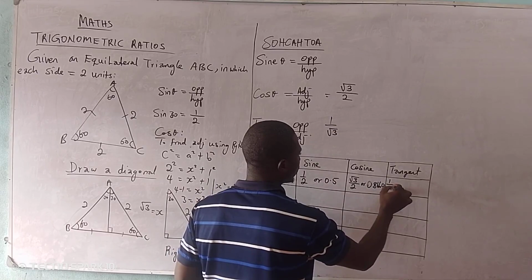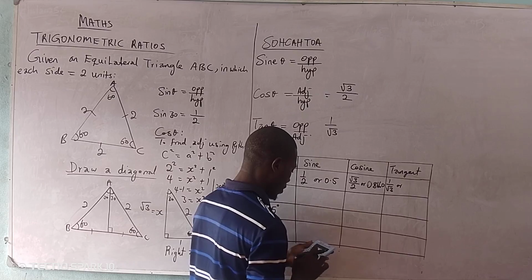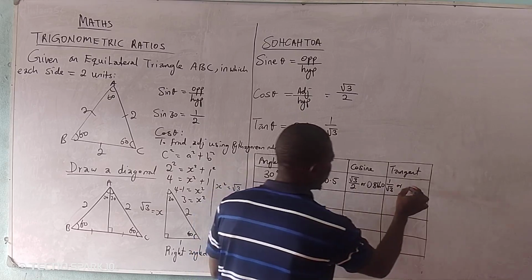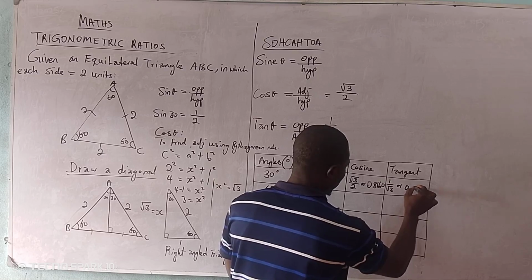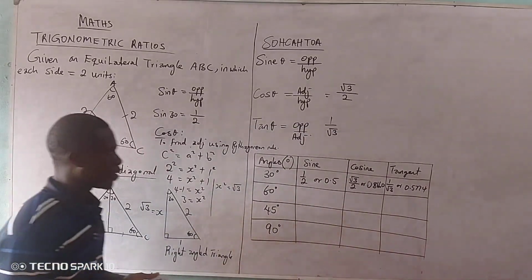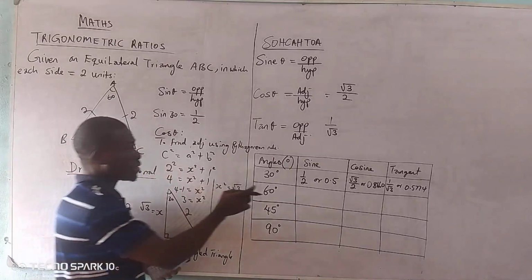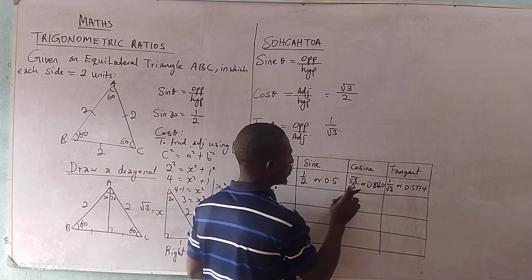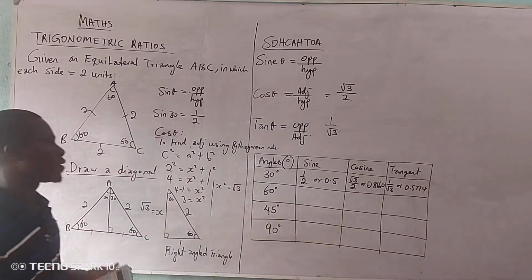1 over root 3, which in decimal gives us 0.5774. That is for 30 degrees. So these are the special sines, cosines and tangents of 30 degrees: 1 over 2, root 3 over 2, and 1 over root 3. Then let's go to 60 degrees.